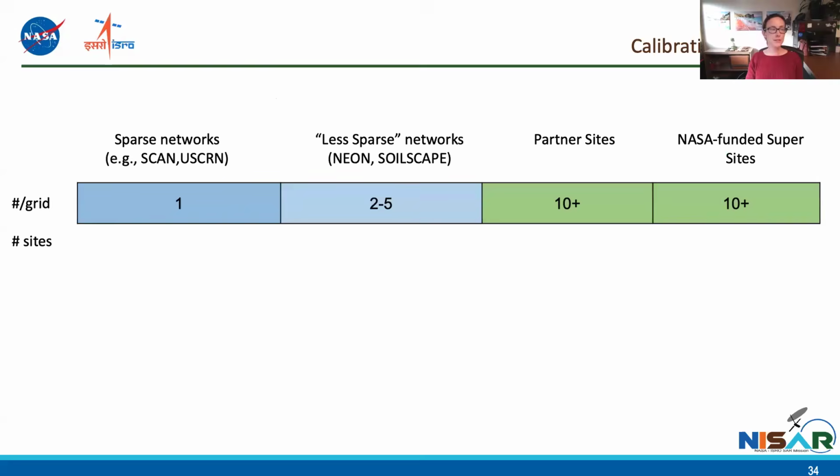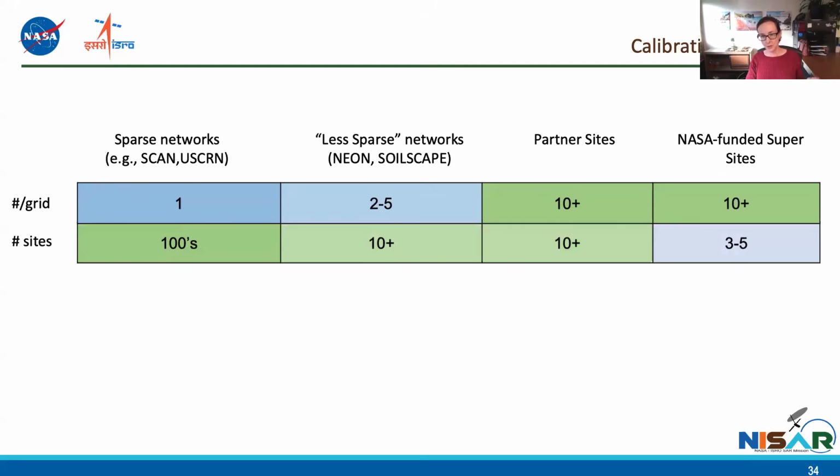And so we have quite a few different types of data we're going to be using during this process. This is just showing the sparse networks. What we call those are places where there's maybe one sample in a grid cell. As we go off to the right on this chart, you get more and more sites in a grid cell. And NASA has funded what we call super sites, where people will go into a field and take lots and lots of soil moisture measurements when we know the satellite is going overhead. So that's the gold standard on the right, and still useful, but not as good on the left.